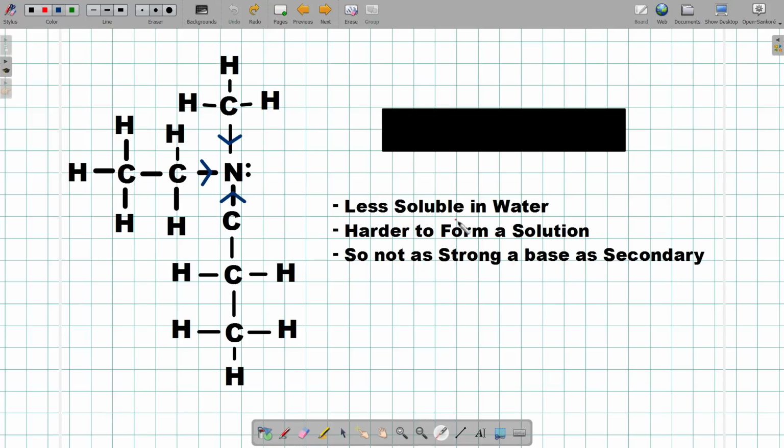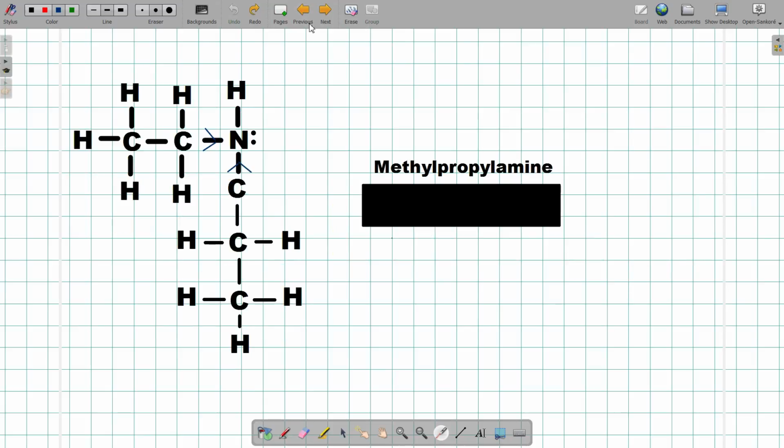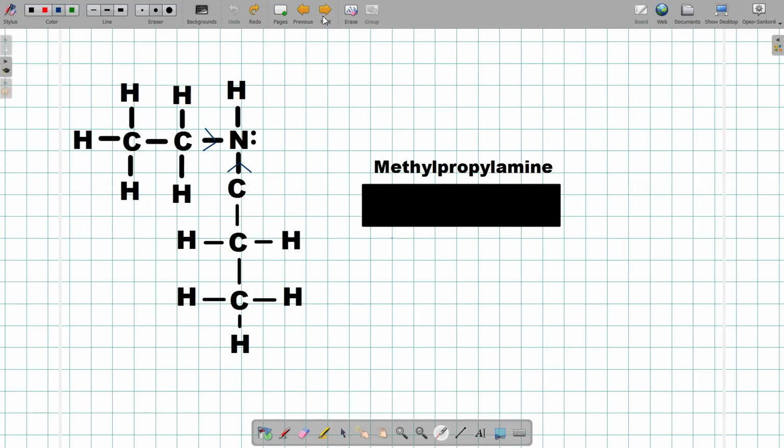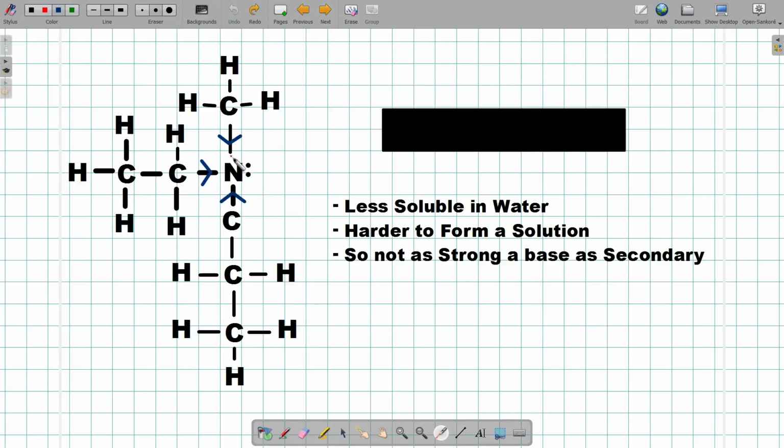It's harder for them, they're not very soluble in water. It's harder for them to form a solution. And so they're not as strong as bases as secondary. So just remember that's tertiary amines. So you've got primary bases, quite strong bases. Then you've got secondary, even stronger. Tertiary, not as strong because they're not that soluble in water. Okay, and so obviously they're not going to be able to act as bases if they're not in solution with anything.